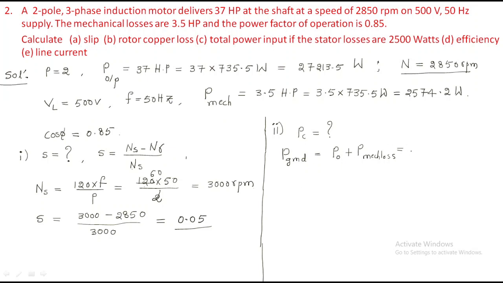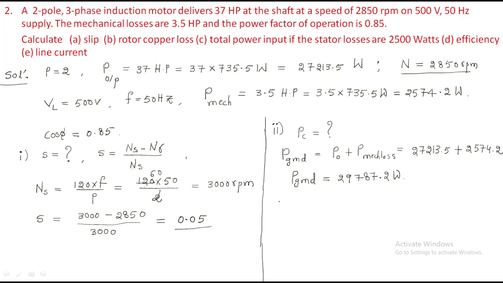So what is output power? 27213.5. Then what is mechanical losses? 2574.2. Then the gross mechanical power developed is 29787.2 watts.